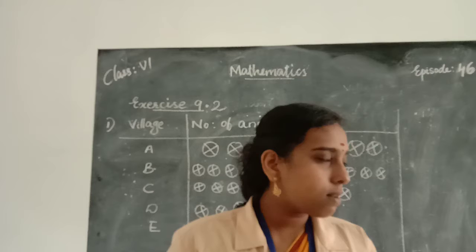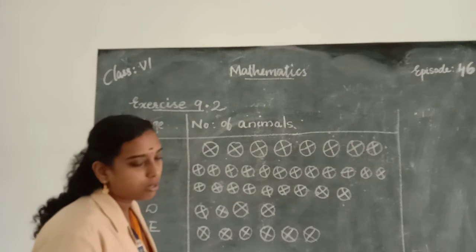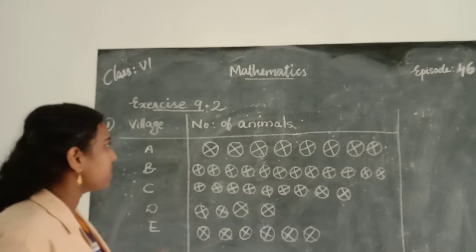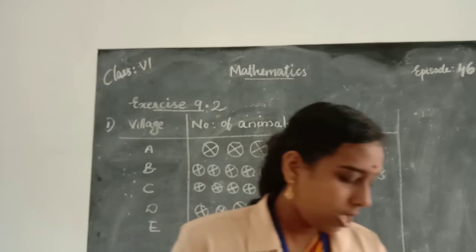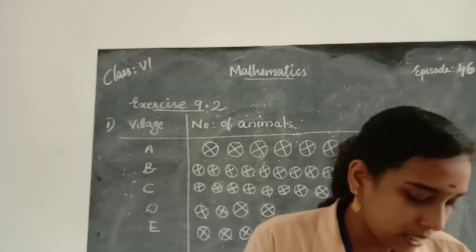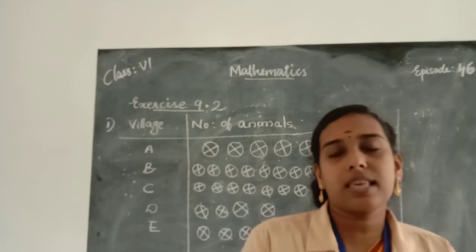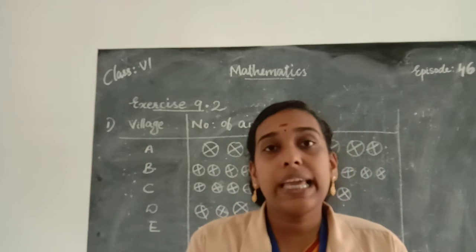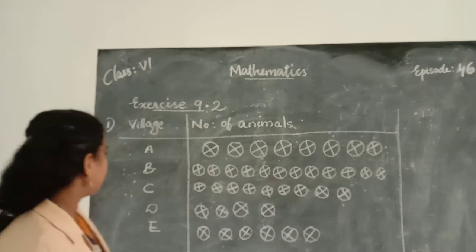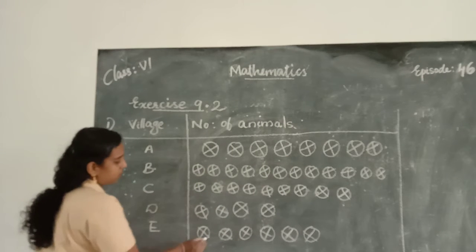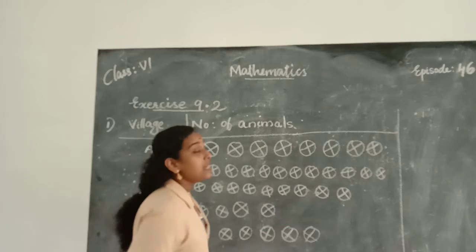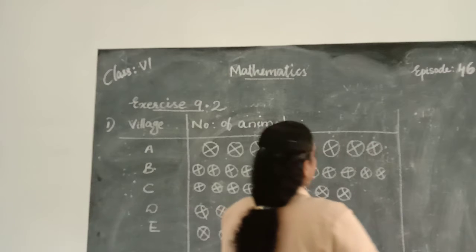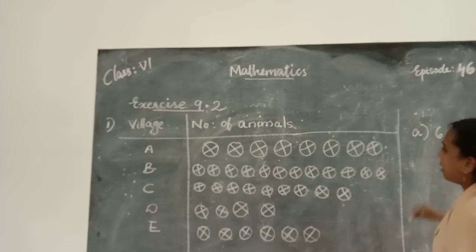And here some questions are also given below. You want to answer the following questions on the basis of this table or the pictograph. The first question: how many symbols represent animals of village E? Here village E, how many symbols? 1, 2, 3, 4, 5, 6. So 6 symbols were used to represent animals in village E. So the answer of the first question is 6 symbols.